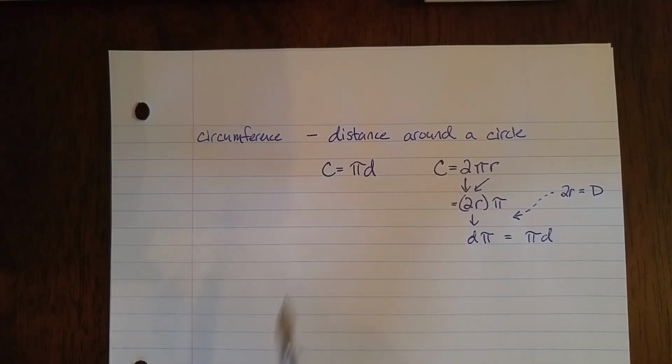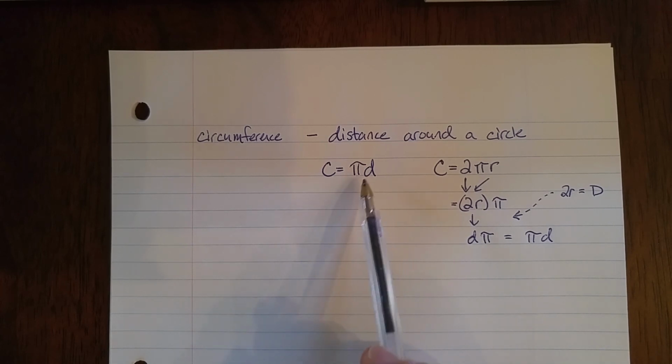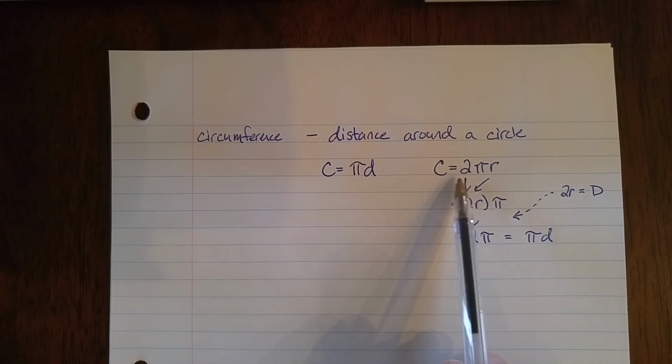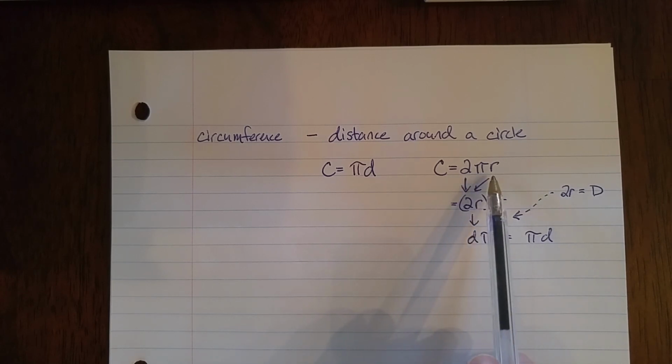So the two equations we have, circumference equals pi times diameter. If you know the diameter of the circle, use this, you're good to go. If you don't have a diameter and you have a radius, circumference equals 2 times pi times radius.